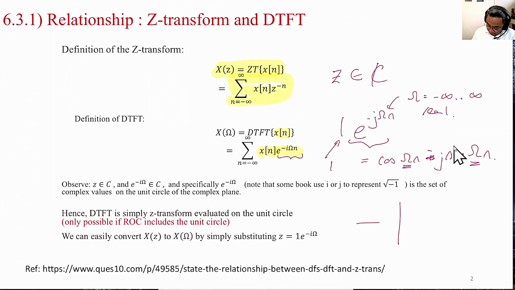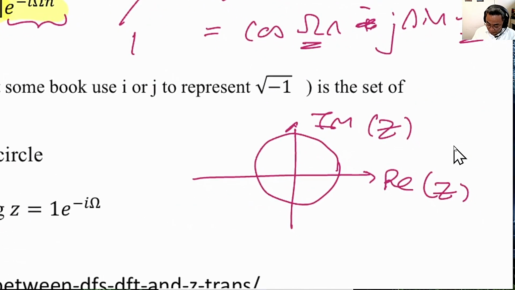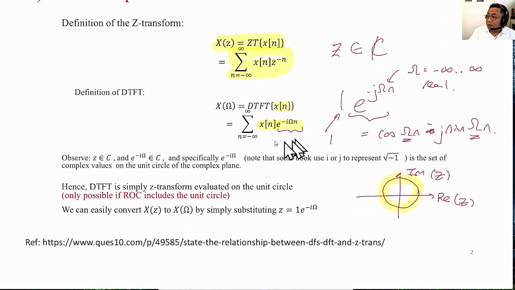The unit circle is this. This is the real part of z and the imaginary part of z, and the unit circle is this circle with radius 1. Now, from this point of view, DTFT is a special case of the Z transform. In fact, DTFT is exactly the Z transform at this unit circle value. And we can do that when the region of convergence of the Z transform includes the unit circle.